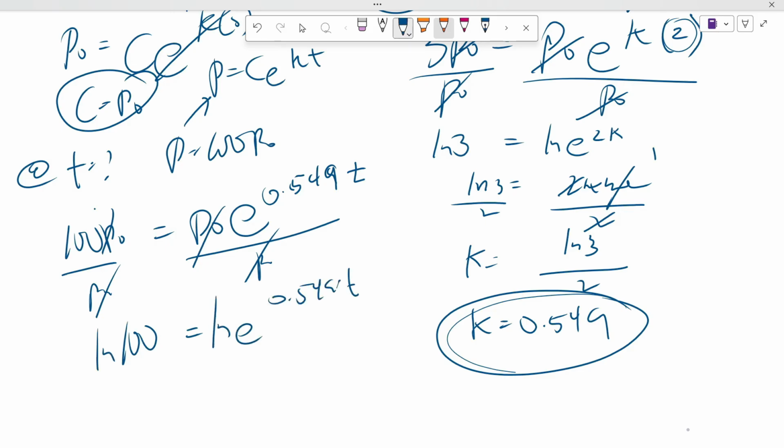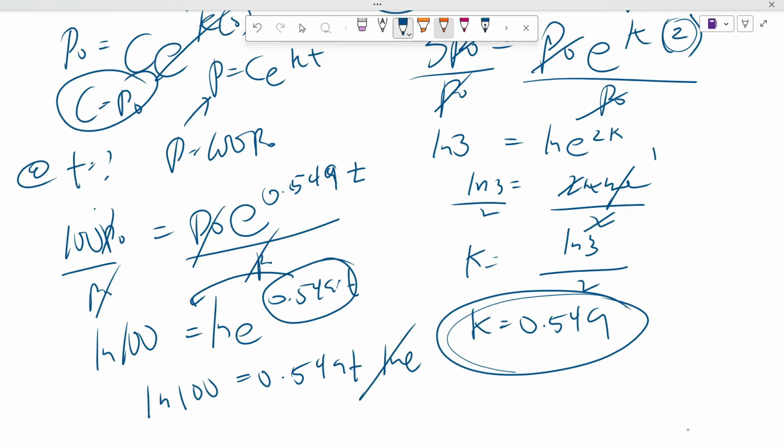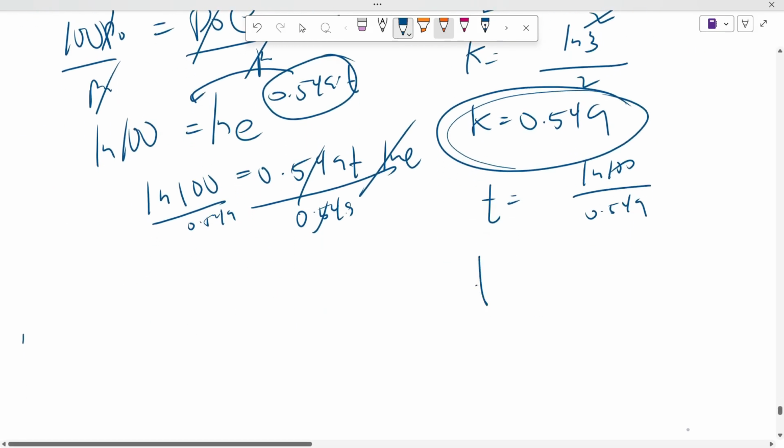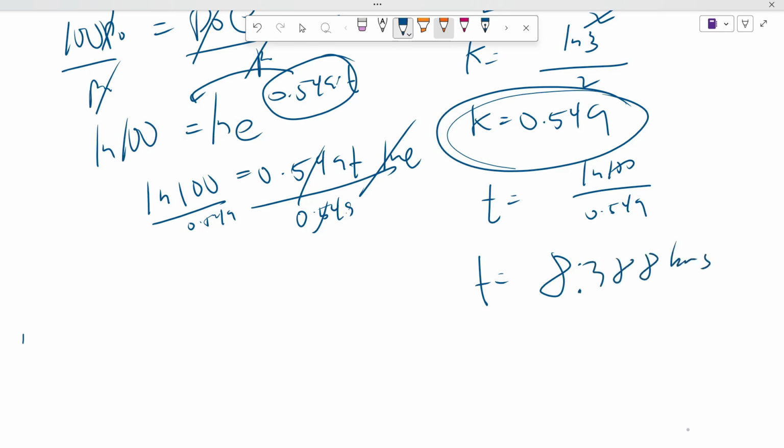So, take ln of both sides. ln of 100 equals 0.549t ln of e. Then divide both sides by 0.549. Cancel, cancel. So t equals ln of 100 all over 0.549. Gets? So this is 8.388 hours. So, 8.38 hours.